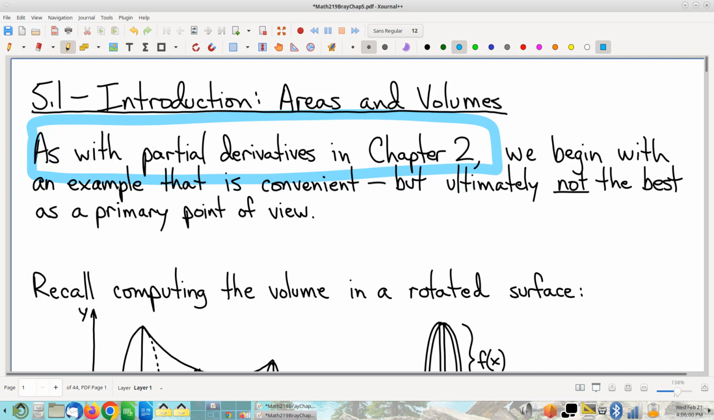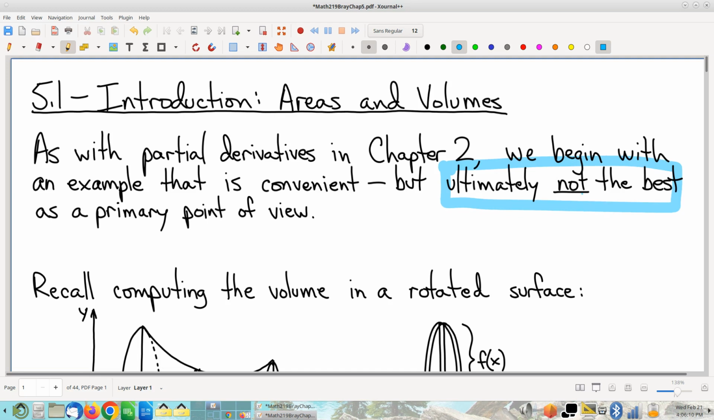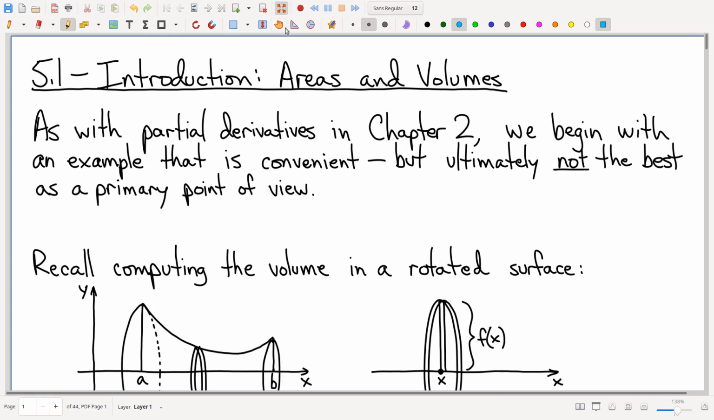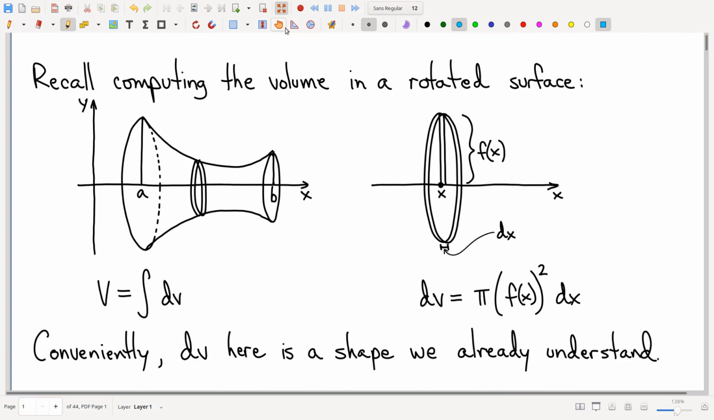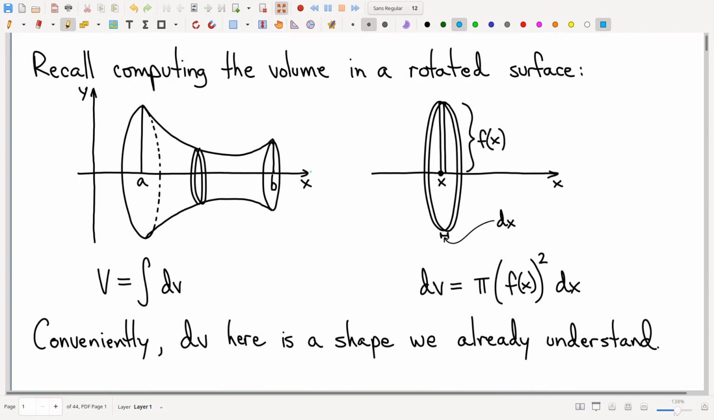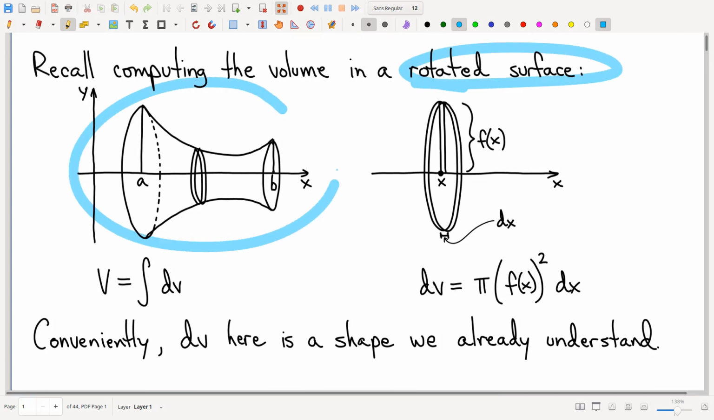And we're going to find exactly the same thing will happen here when we're doing integrals. I'm going to start with a certain point of view on multivariable integrals, but what I'm about to show you is not the best way to think about it, so please take this as preliminary only. All right, and with that said, let's do a quick reminder about a fact of single variable calculus, rotated surface.